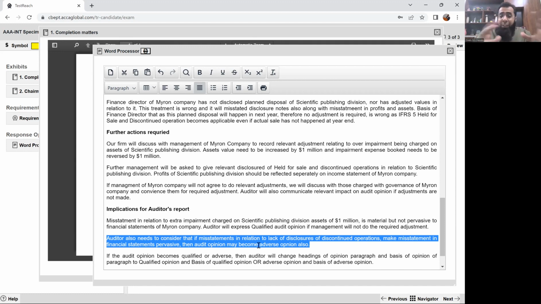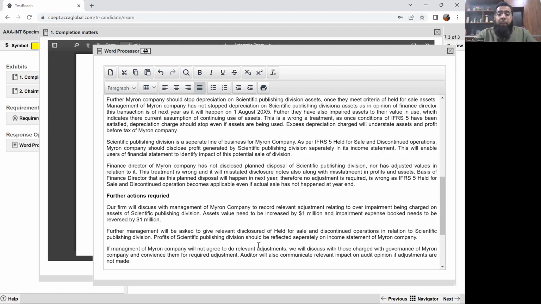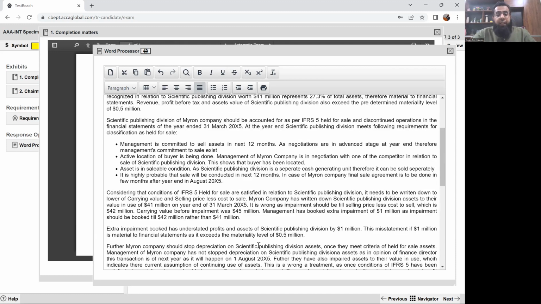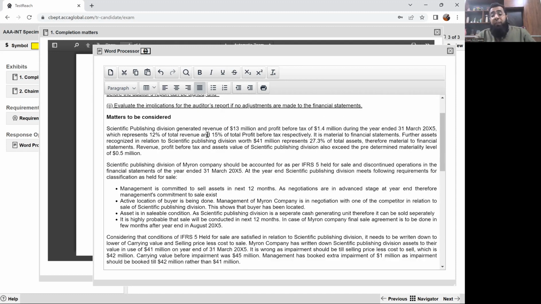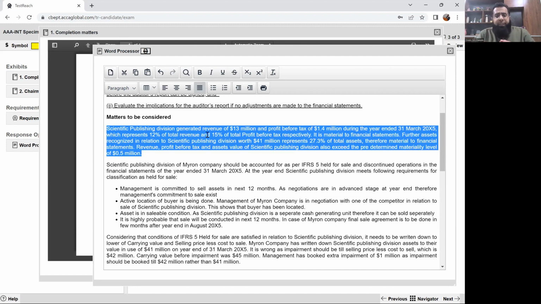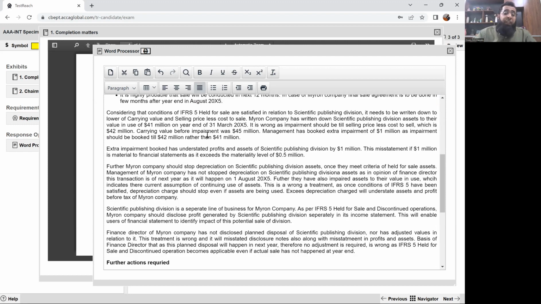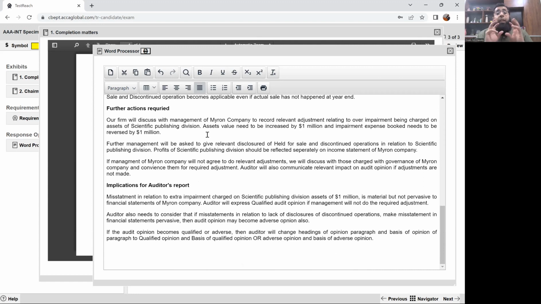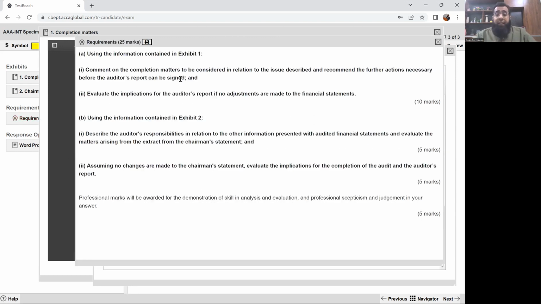Okay, so what is your opinion at this point? Obviously, I will say that the scientific publishing division, if you look at the percentages which we calculated, was like 12% of the revenue, 15% of the PBT, 27% of the asset. So normally at this level, we don't go for adverse opinion. But from the evaluation perspective in professional skills, it is very important that you identify the possibility that, okay, this can happen.